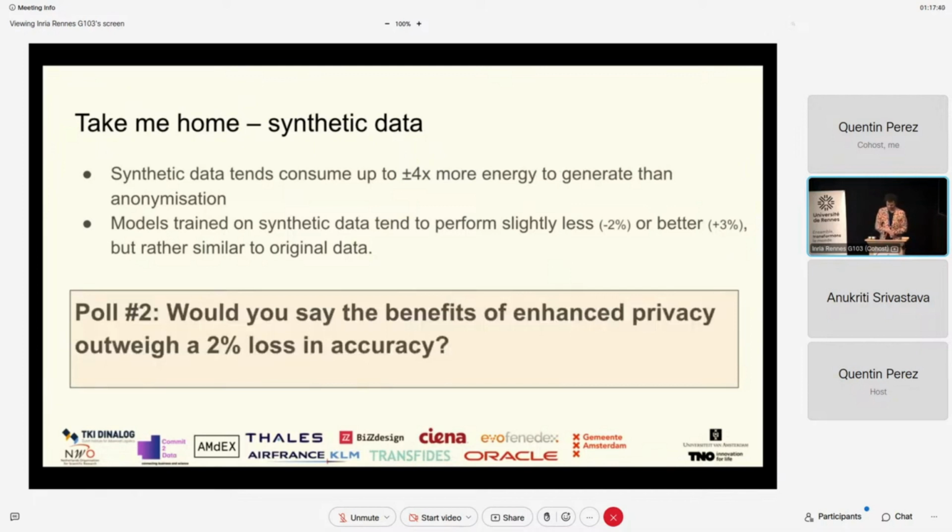And then, would you say that the benefits of enhanced privacy outweigh a 2% loss in accuracy? Synthetic data enhances the privacy a bit better than k-anonymity, but the accuracy could be reduced by 2%. Would you deem this acceptable? So please, if yes, stand up, and if no, stay seated. All right. I think that's about 50-50. It would be interesting for the discussion later on.